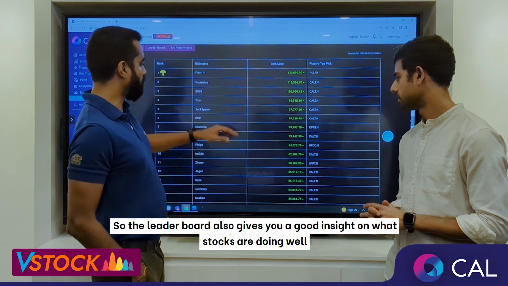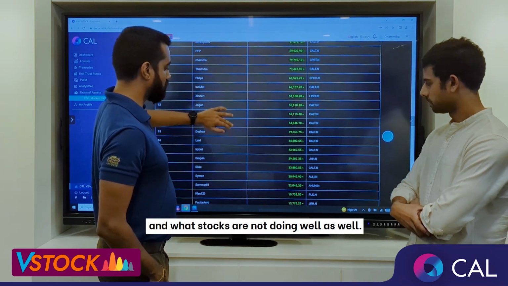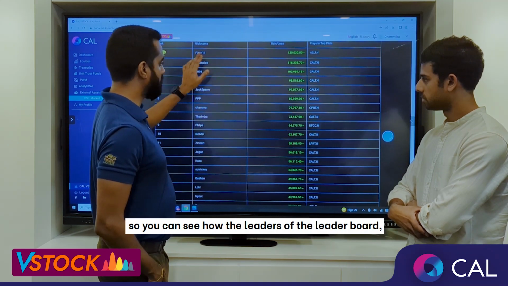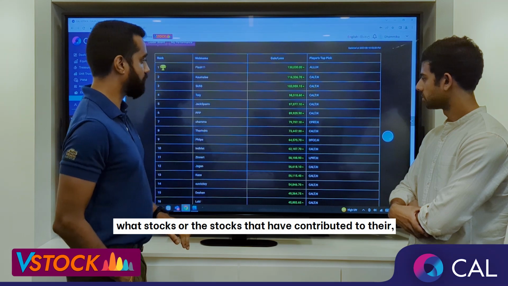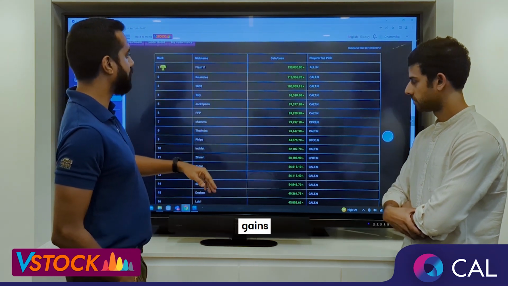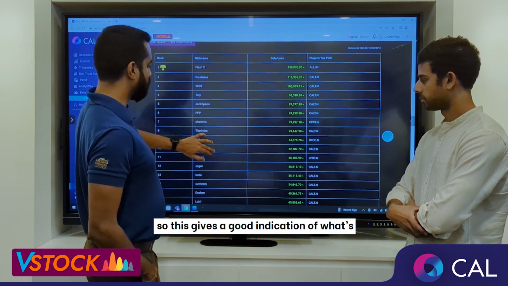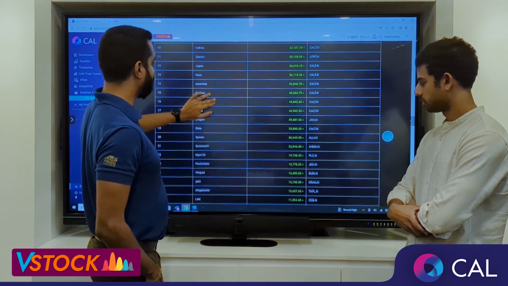The leaderboard also gives you a good insight into what stocks are doing well and what stocks are not doing well. You can see what the leaders of the leaderboard have selected, and which stocks have contributed to their gains. This gives a good indication of what's actually working for them and what's not.